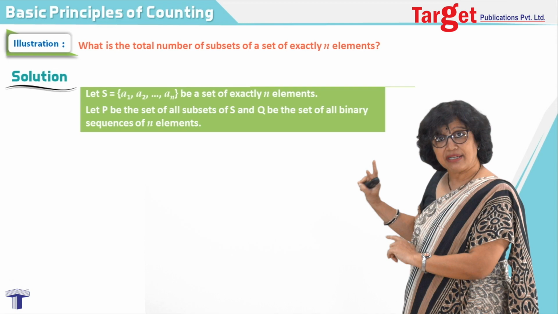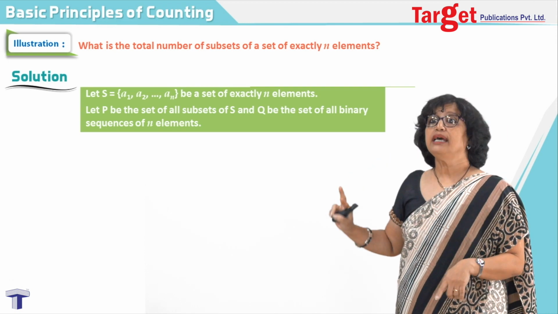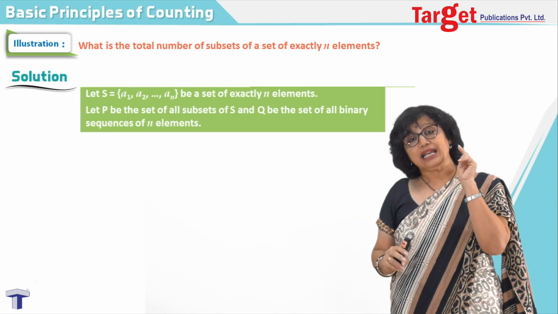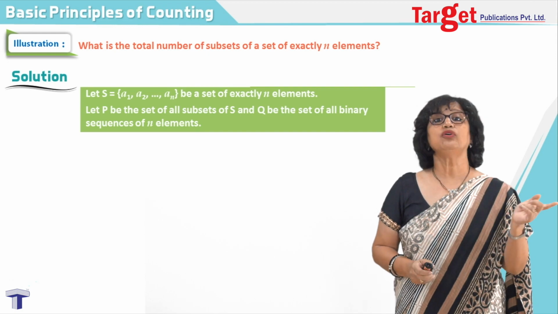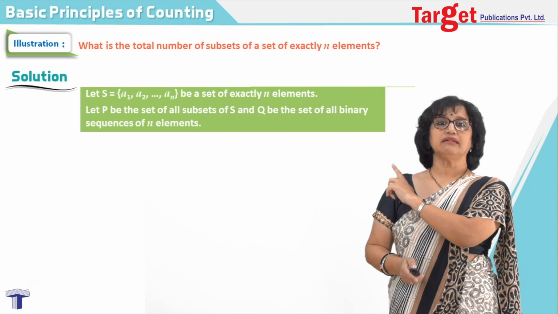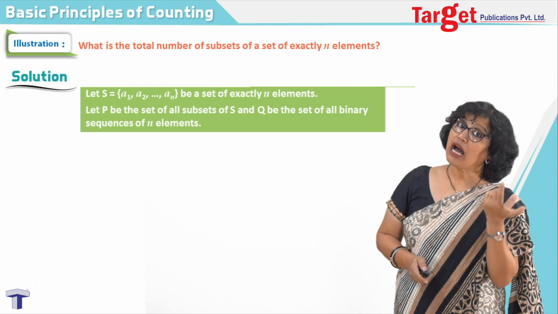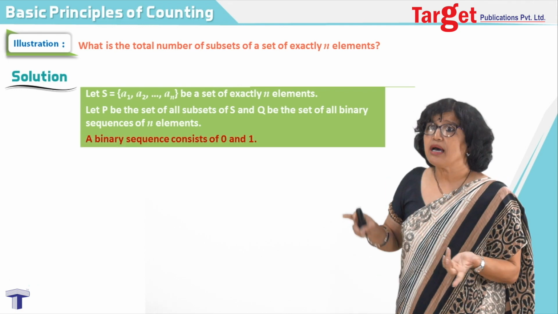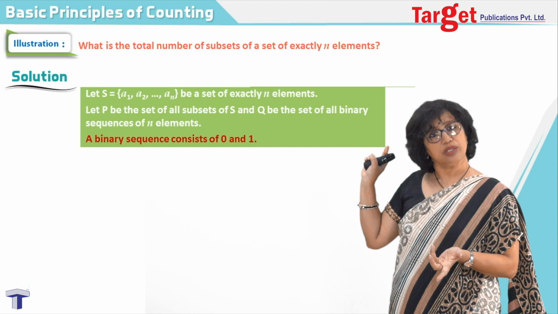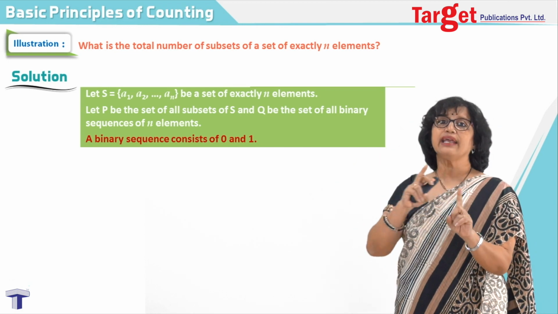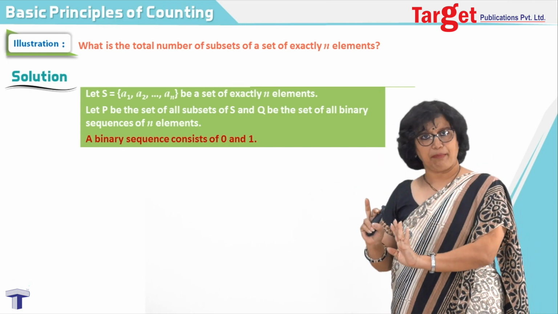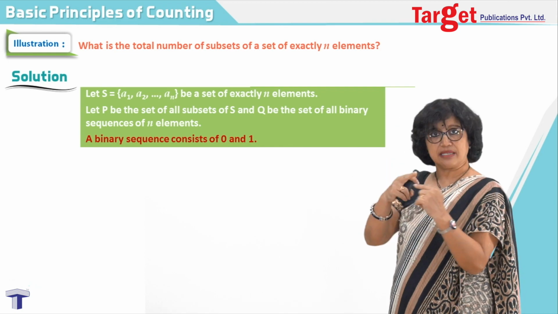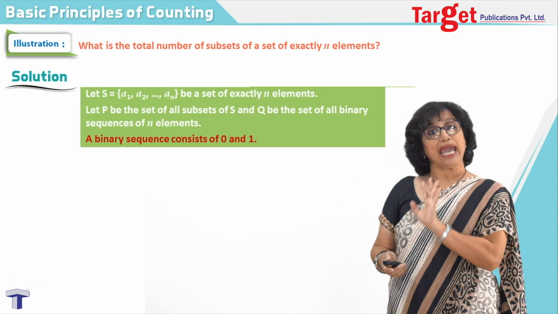Now what I have written further, that is important. Then I am writing, and there is another set Q, which is the set of all binary sequences. And how many elements? N elements. Now what do we mean by binary sequence? A binary sequence consists of zeros or 1. That means you are considering a sequence in which 0 or 1 appears, and how many places you can fill by zeros or ones? N places.